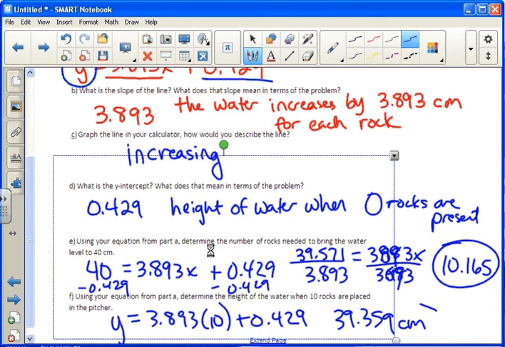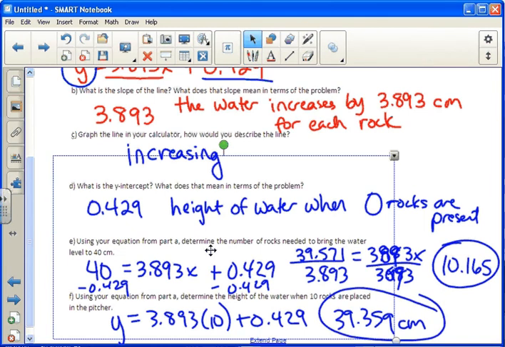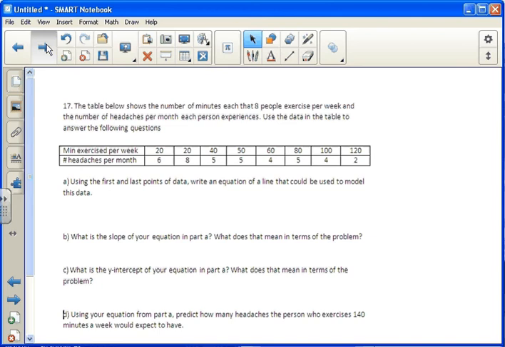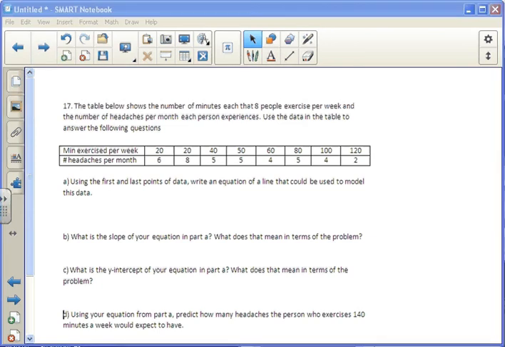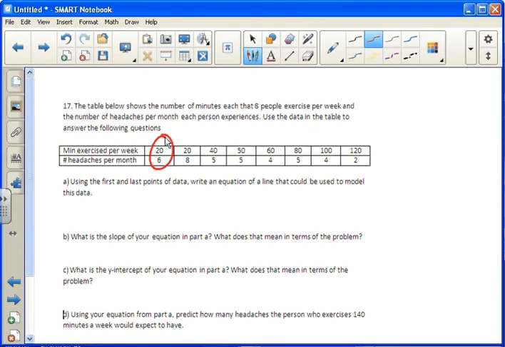Okay, last question on the review sheet, number 17. The table below shows the number of minutes that people exercise per week and the number of headaches per month each person experiences. Use the data in the table to answer the following questions. So A, using the first and last points of data, so I'll be using 26 and 122. Write an equation of a line that could be used to model this data.